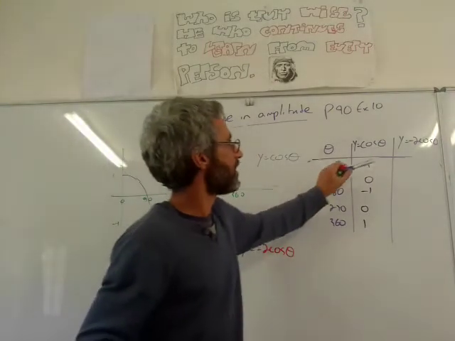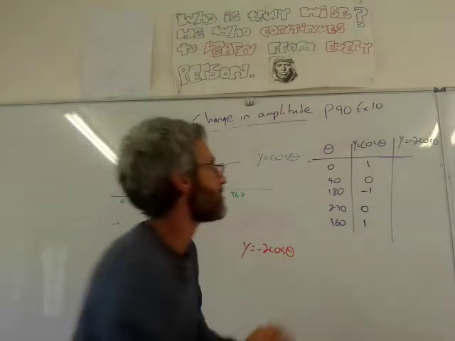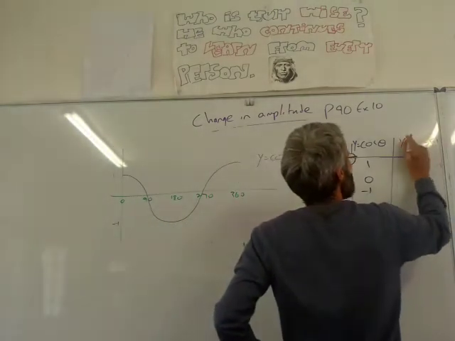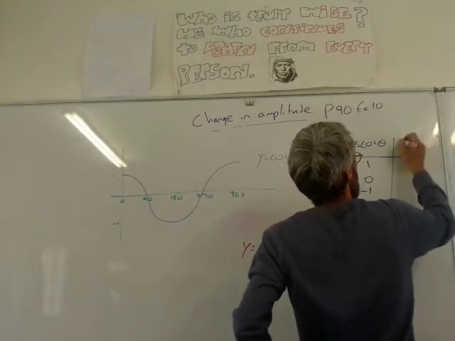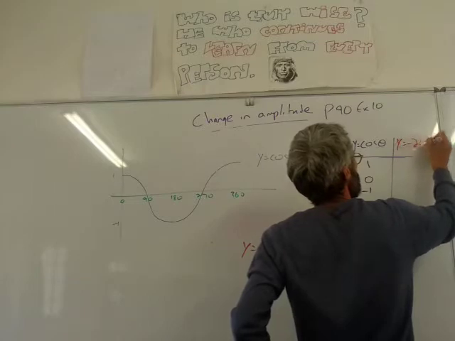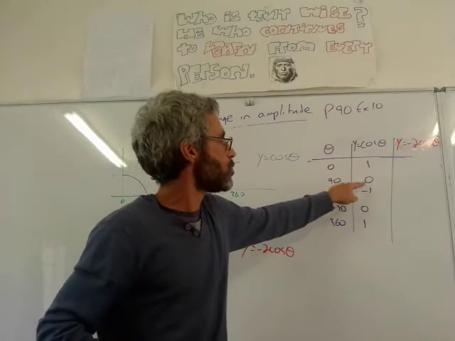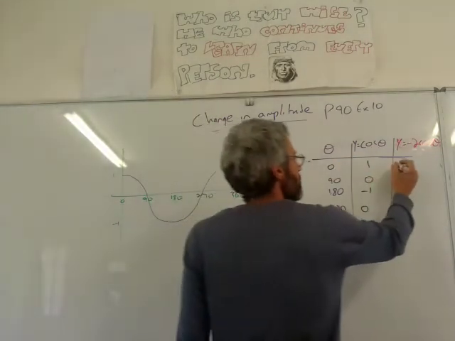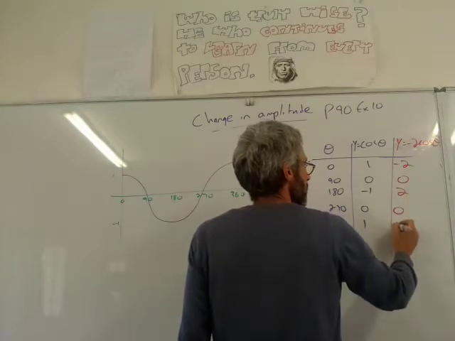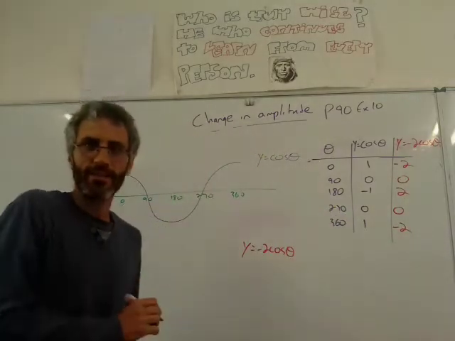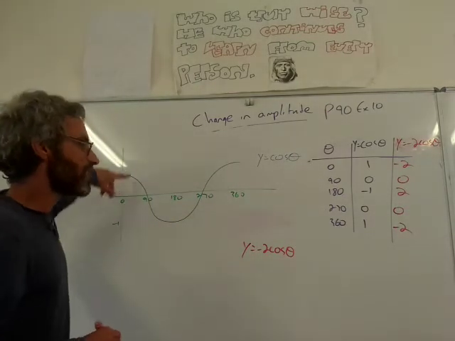Now, what happens if I try and look at y equals minus 2 cosine theta? Let's use the same color. Okay, so y equals minus 2 cosine theta. So all we've got to do really is multiply each one of those by minus 2. So the 1 will become minus 2, the 0 will stay 0, minus 1 will become 2, 0, and minus 2. And then, this is probably what I should have done in the beginning, before I do the graph. But anyway. So, and then just do it on the graph.